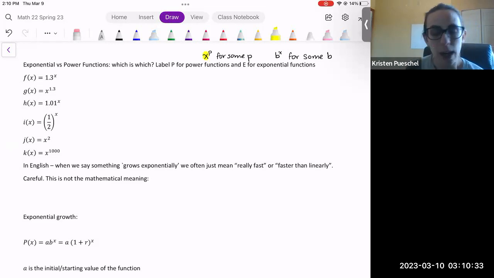In power functions, our inputs go in the base, and the power is fixed. When we look at exponential functions, our base is fixed, and the input goes up in the power.